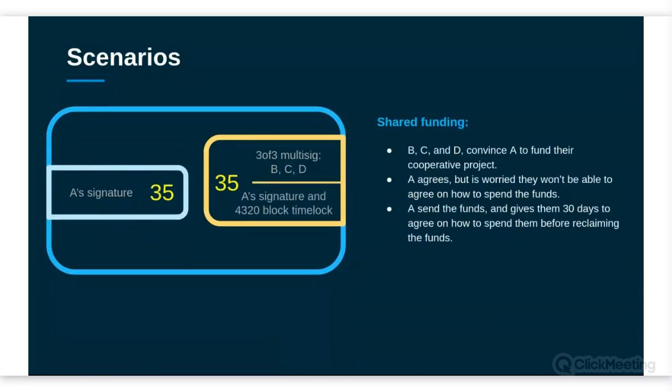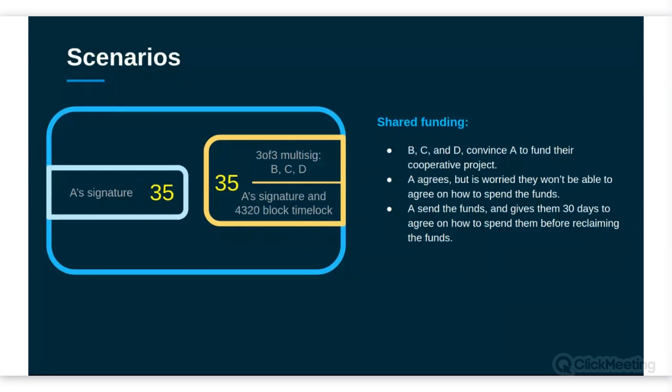You could also do something like shared funding of a project. So let's imagine that maybe Alice is some sort of wealthy funder, and Bob, Carol, and Dave come to her and say, "Oh, we've got this really great project. Do you want to fund it for us? We need 35 Bitcoin."